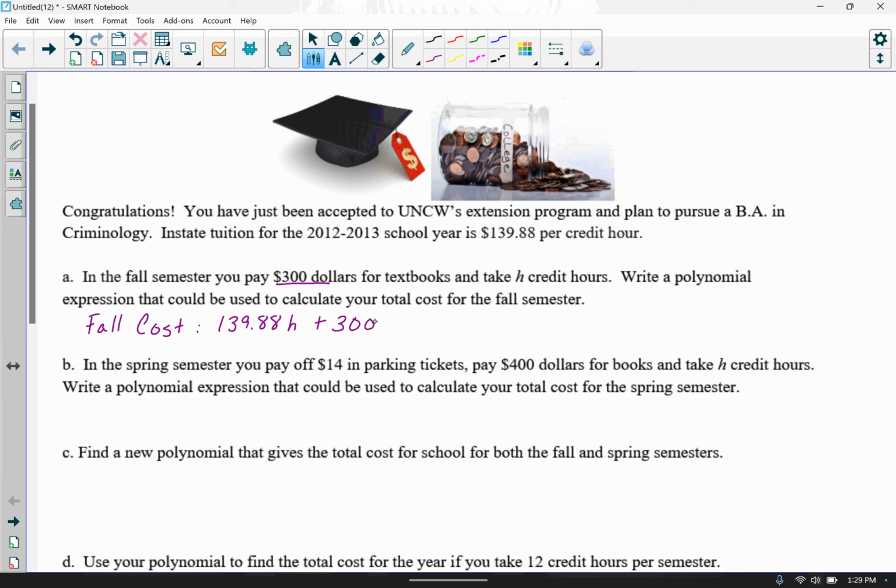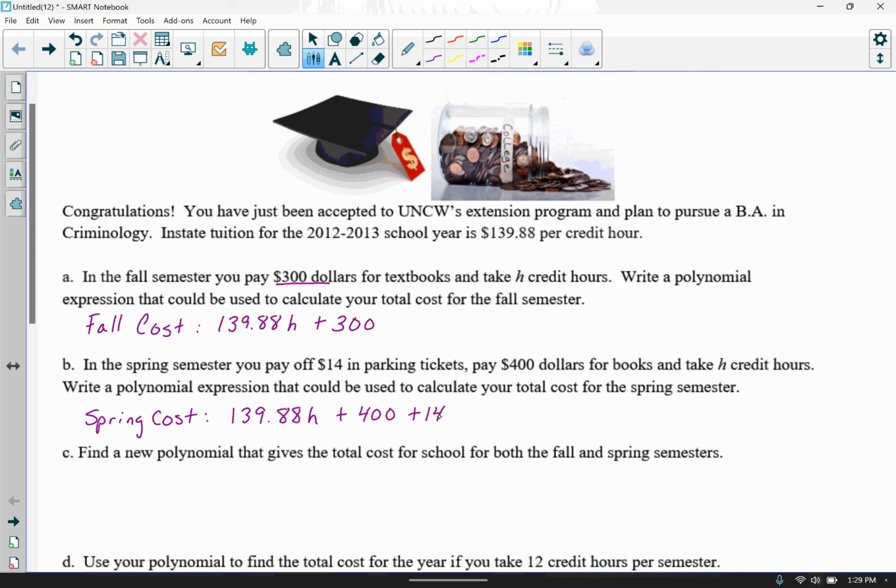All right. In the spring semester, it says you have to pay off a $14 parking ticket, $400 for books, and you take 8 credit hours. And they want us to write a polynomial expression that would calculate your total cost for the spring. So we'll label this as our spring cost. And this time, we're still taking our credit hours, so $139.88 per credit hour, plus our $400 for books, plus this time a $14 parking ticket.